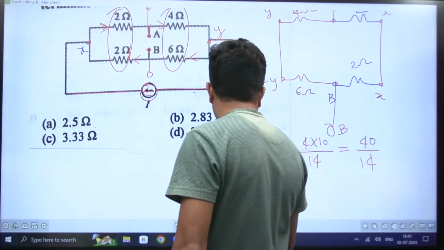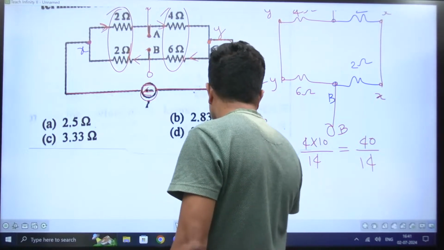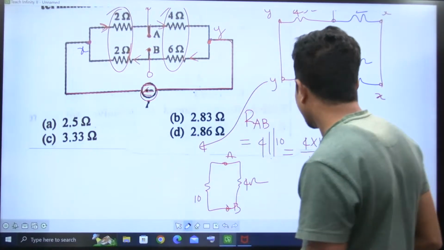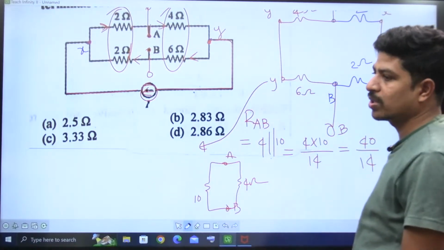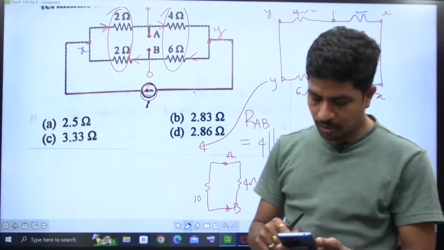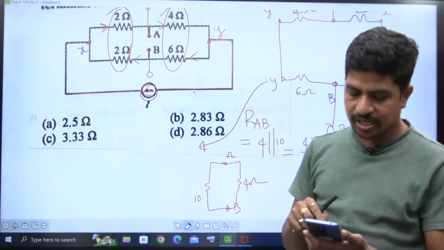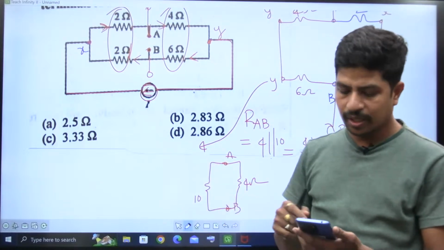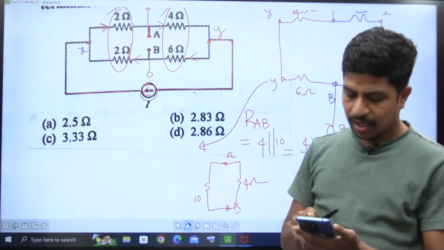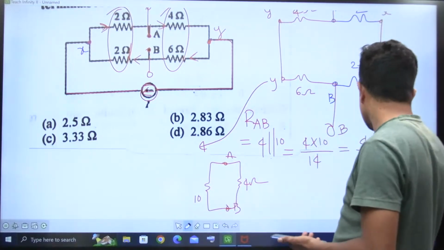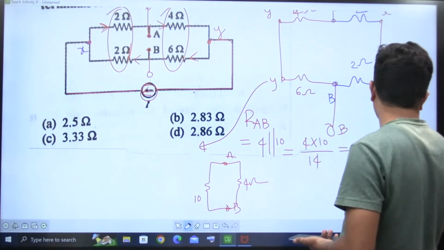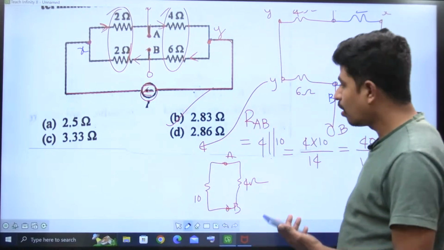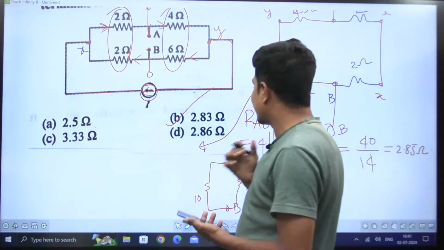To A and to B, this side is 10 ohms, and this side is 4 ohms. 10 into 4 by 10 plus 4, how much is it? Good question. In the initial stages, we feel it is not converging, but if you observe closely, we get 40 divided by 14, which is 2.85. Very good question. 2.85 ohms. The option is B. I got 2.857, about 2.86.